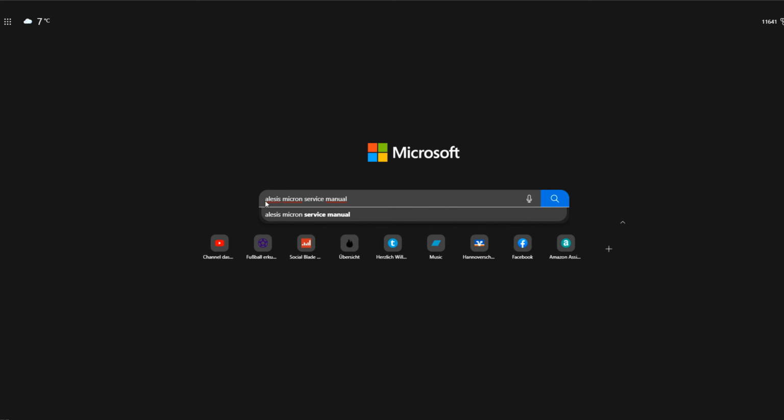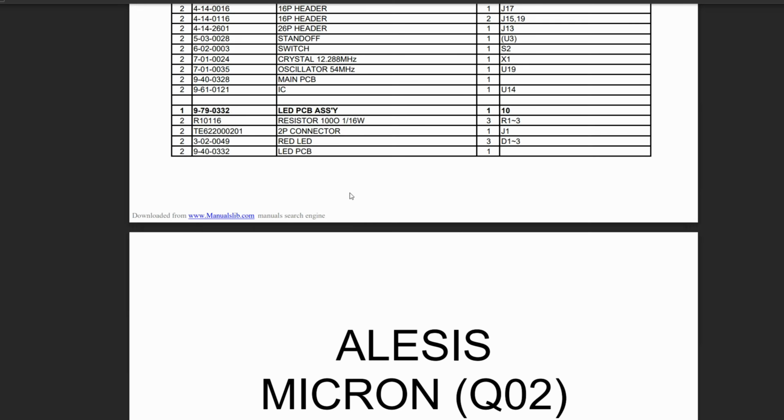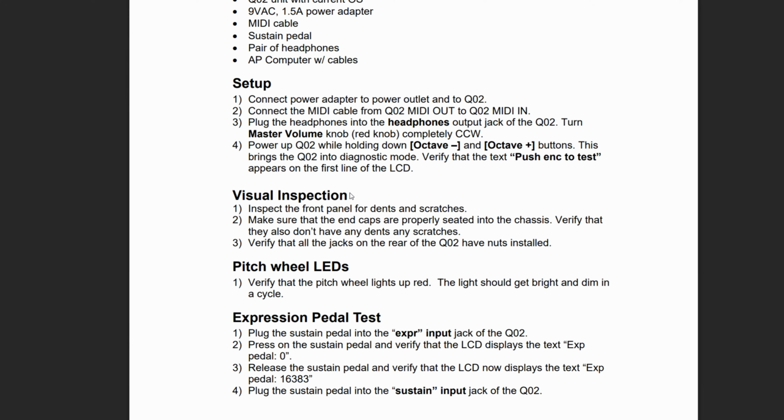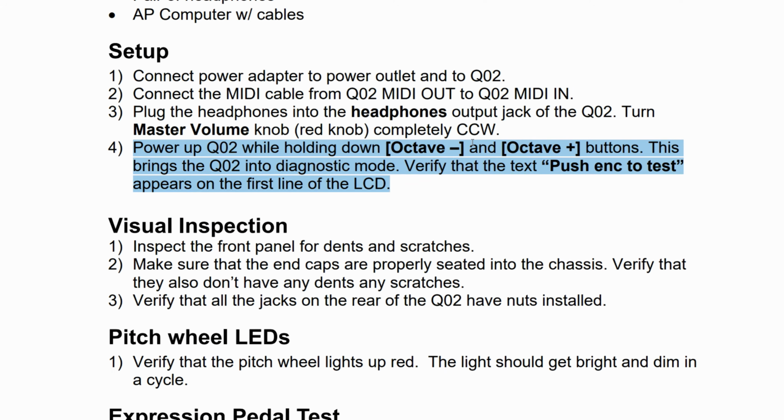So a good starting point for troubleshooting electronics is to get hold of your device's service manual. Luckily, these are easy to find online. A quick look at the Micron's manual told me I can go into diagnostics mode by holding down both octave buttons while turning on the keyboard.